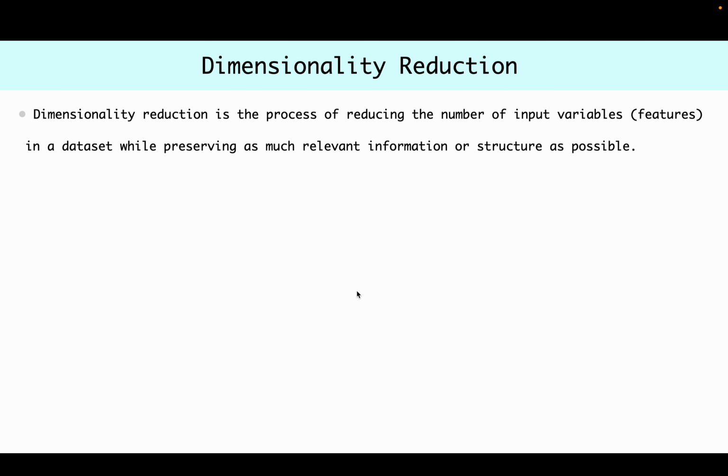Dimensionality reduction is the process of reducing the number of input variables or features, which means to remove the unnecessary, redundant, or noisy features which are irrelevant in a dataset by preserving as much relevant information or structure as possible. So let us see how it can be done and what are the methods which are involved.